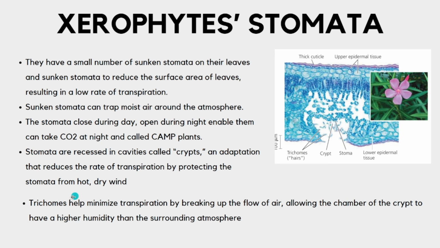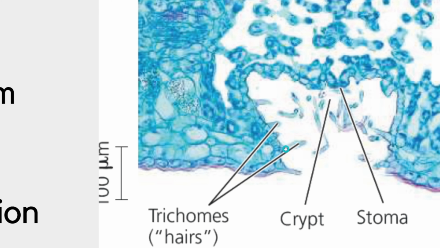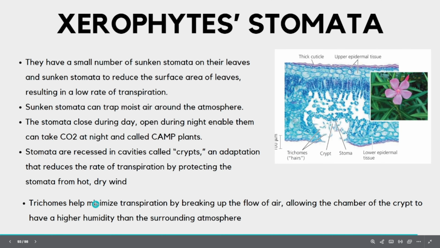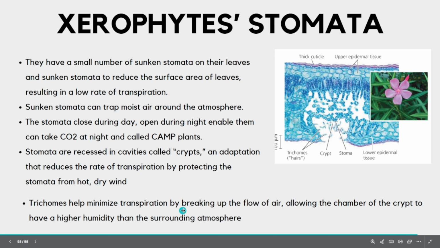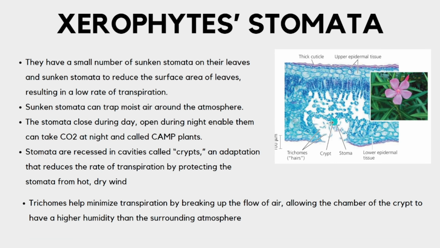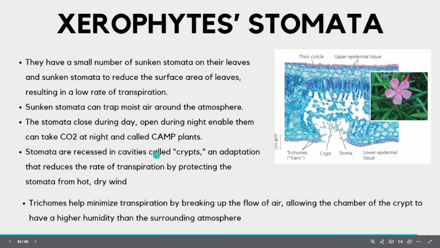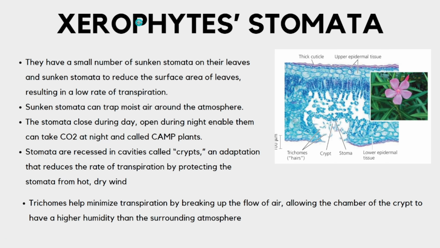And also there is the trichome. You can see here the hair structure like this. This hair-like structure minimizes transpiration by breaking up the flow of air, allowing the chamber of the crypt to have higher humidity than the surrounding atmosphere. So it maintains a high humidity area, so that the water transpiration from the mesophyll is not easily coming out through the stomata. So this is a special adaptation of the stomata in xerophytes.